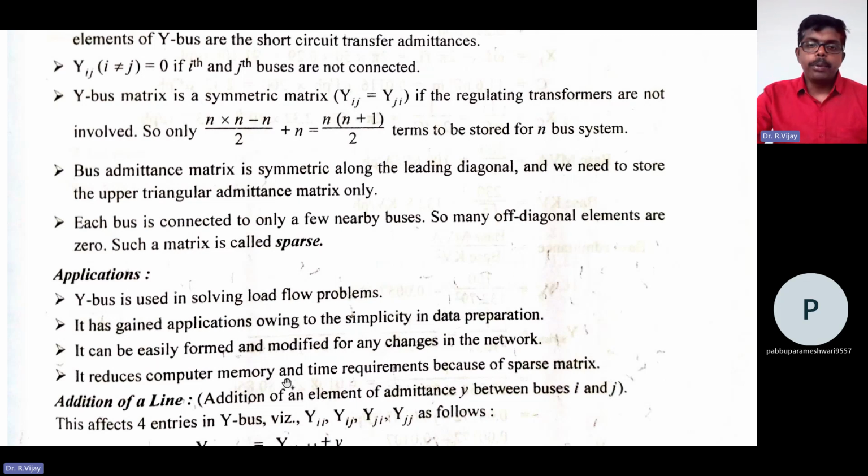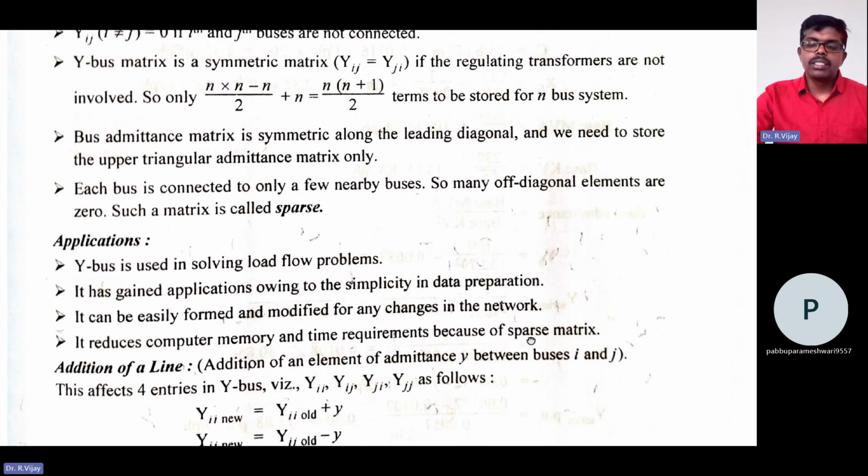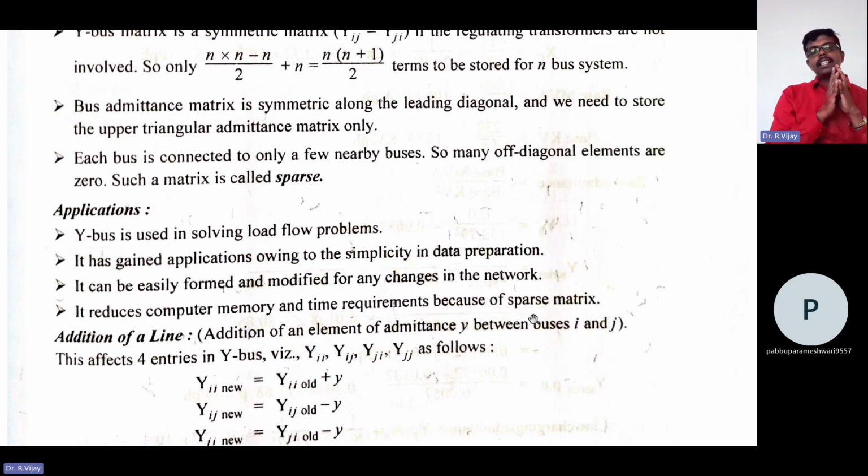It reduces the computer memory and time requirement because of the sparse matrix. For example, in a sparse matrix many entries are 0, so memory is reduced, and the time for calculation will also be very less. These are the applications of the Ybus formulation matrix. This is also a 2 mark question: applications of the Ybus formulation matrix.